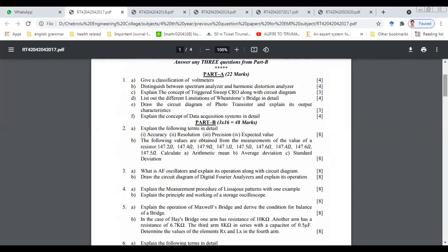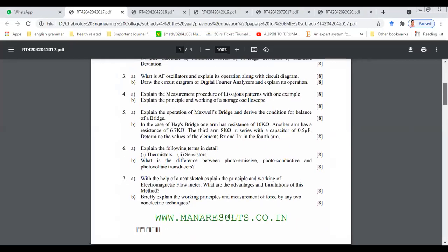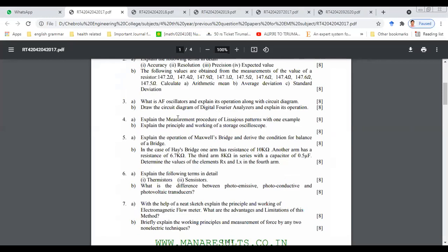And from part B, explain the measurement procedure of Lissajous patterns with one example. So how the Lissajous patterns are generated and what is the measuring procedure. How we can connect the X and Y channels, that is the horizontal and vertical channels, and how the waveforms will be generated, and by considering one Lissajous pattern, how we can measure the frequency, that will be explained. And explain the principle of working of a storage oscilloscope. This is also explained, the storage oscilloscope.